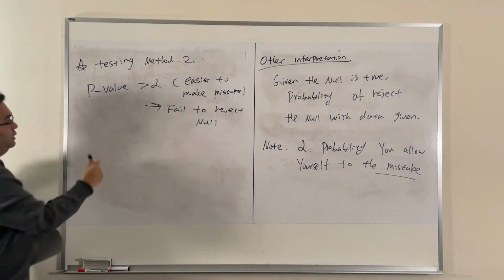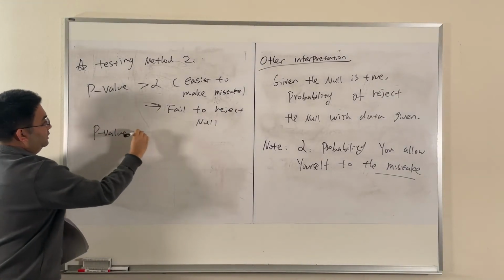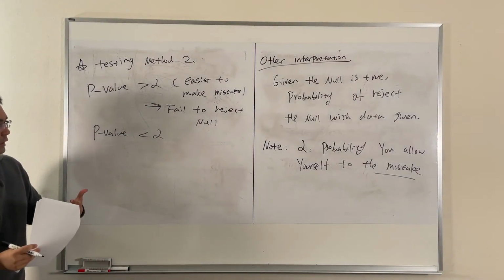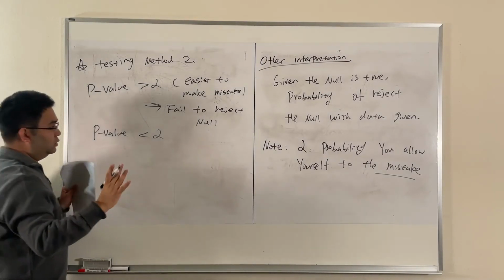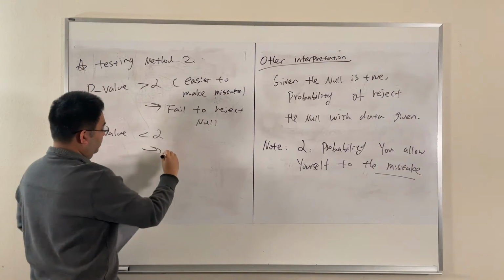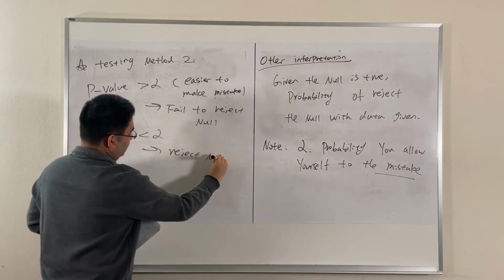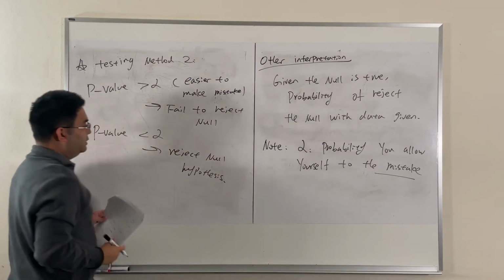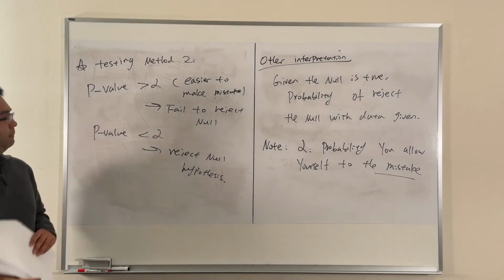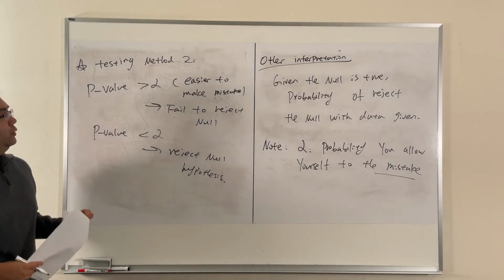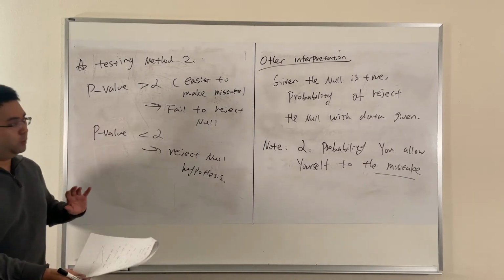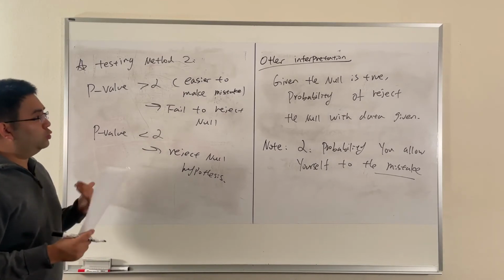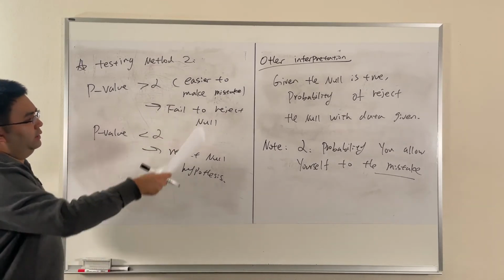Okay? And the opposite, if the p-value is less than alpha, that means you're less likely to make a mistake than you allow yourself to make. Then you're free to reject the null hypothesis because you're less likely to make a mistake with the data on hand. Okay? And these are the two approaches or two methods you're going to use to do your testing. Now let's do an example to show you how you apply these concepts here.